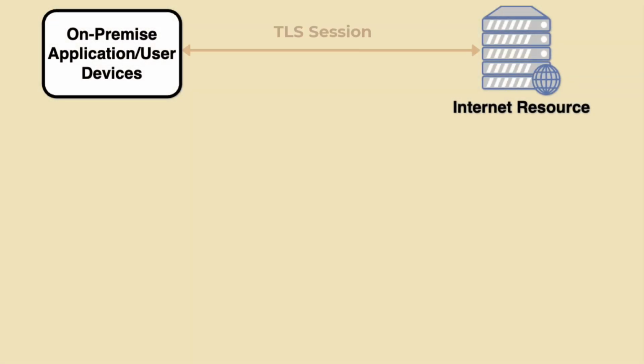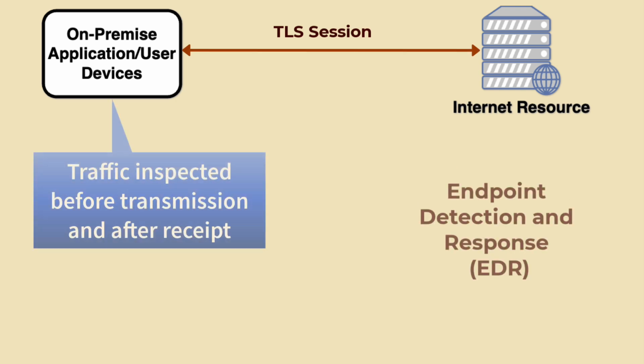Now, let's look at another solution: endpoint-based decryption and monitoring. Since TLS encryption occurs at the endpoints, inspecting traffic directly on the client or server allows access to plaintext data before it is encrypted or after it is decrypted.